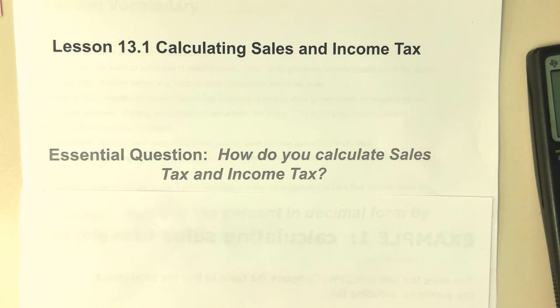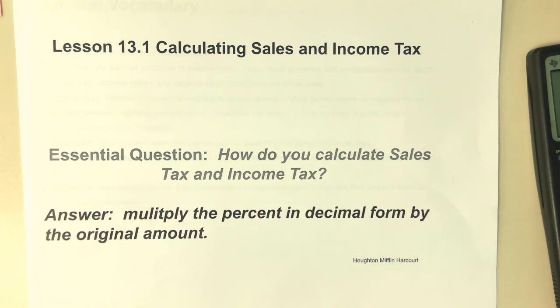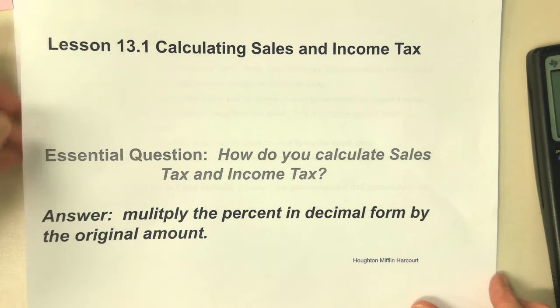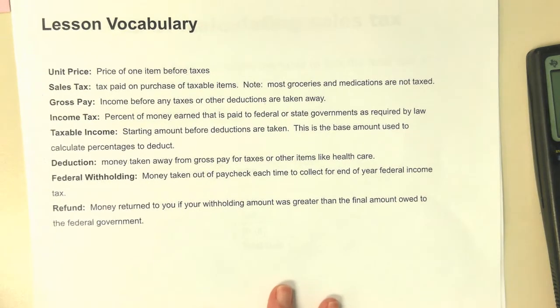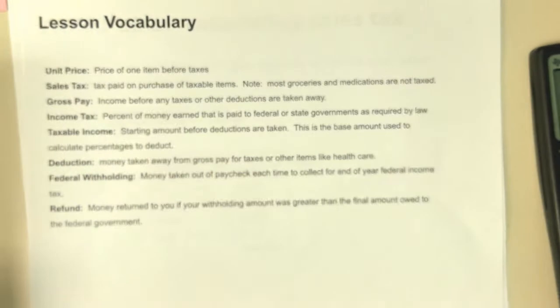After today, you will know that the answer is that we will multiply the percent in decimal form by the original amount. We do that both for sales tax and for income tax. On the next page, these will be available to you on your Google Classroom as well.